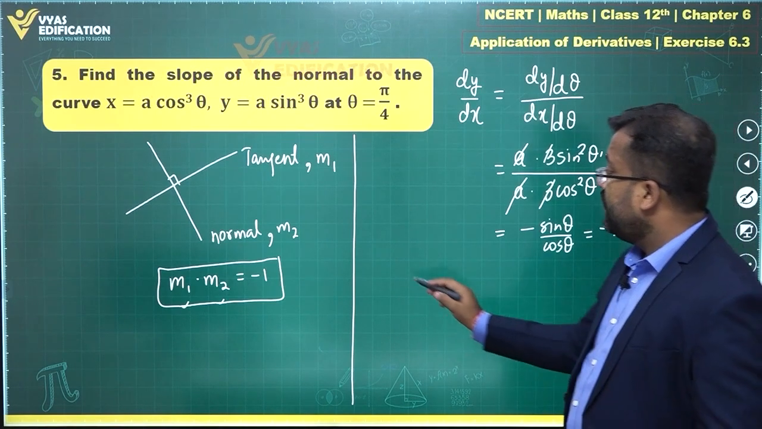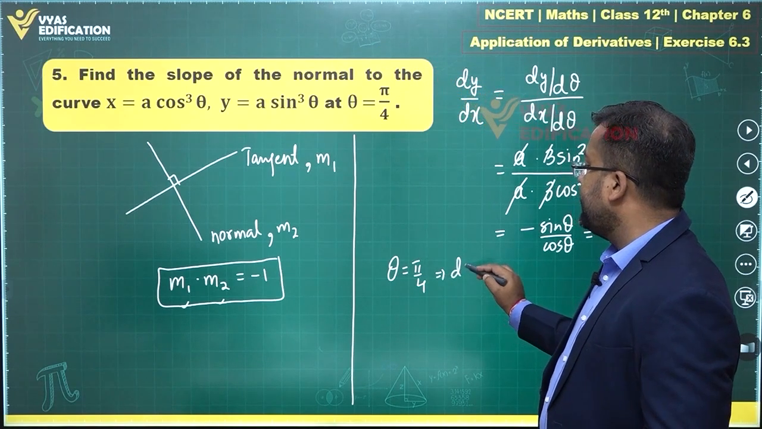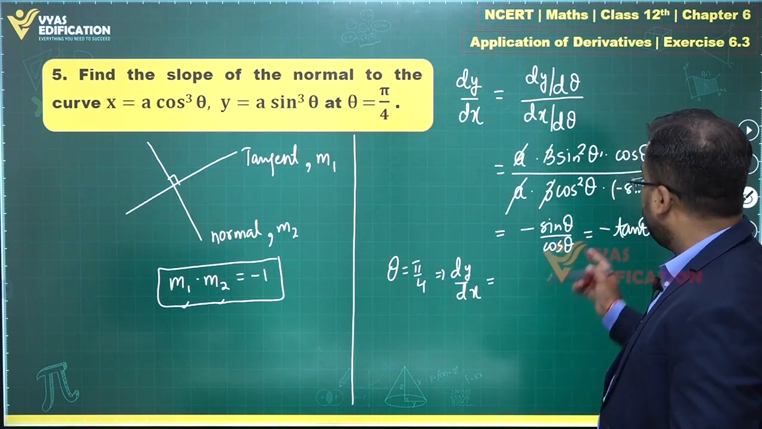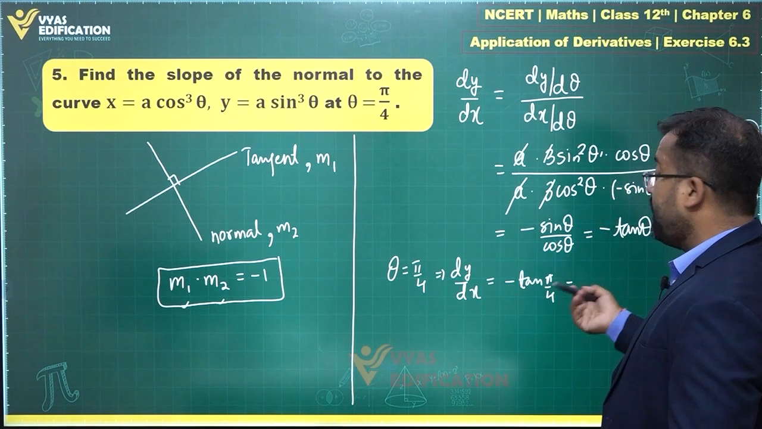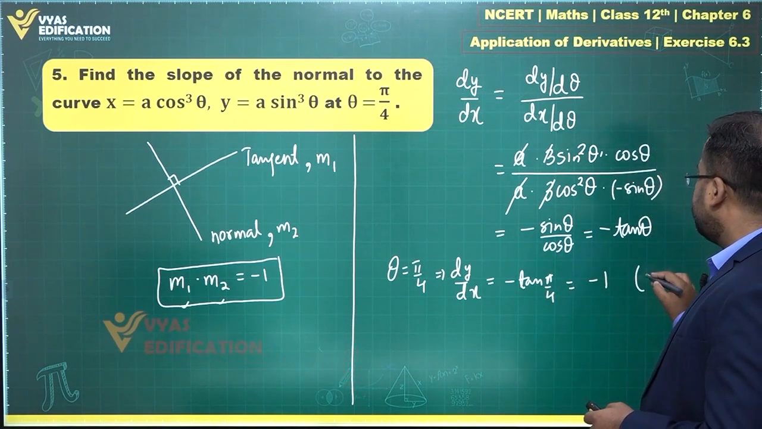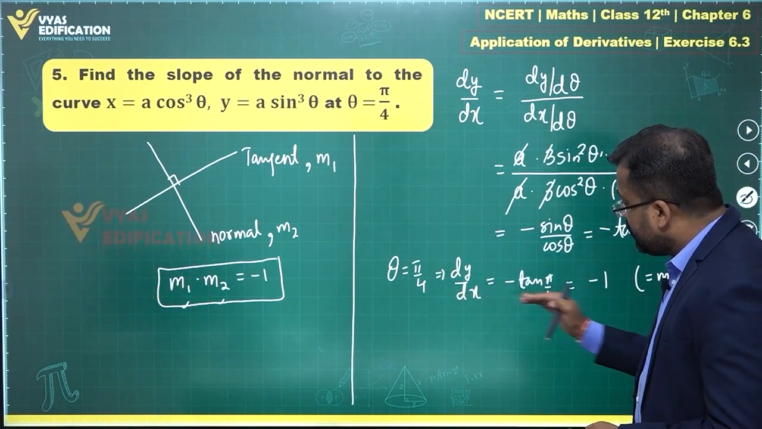Okay. For theta equals pi by 4, what do you get? This implies that dy by dx will be equal to minus of tan pi by 4. And tan pi by 4 is 1, which is very simple. This is minus 1. But mind you, this is m1, as you can observe. This is the slope of the tangent.